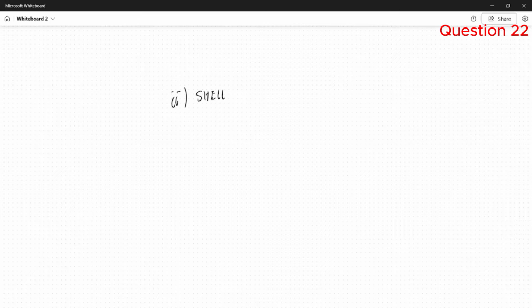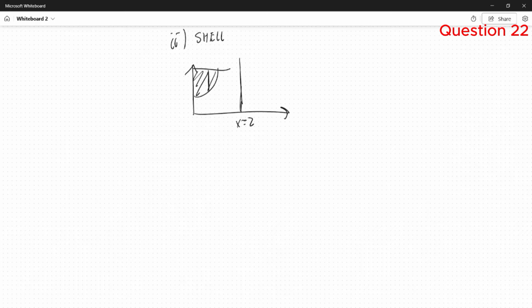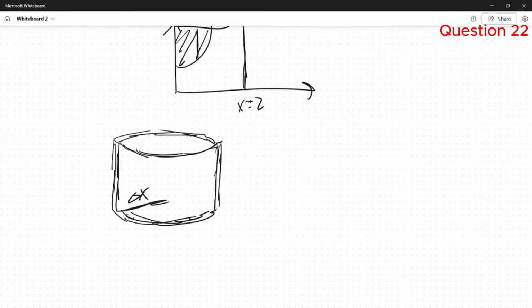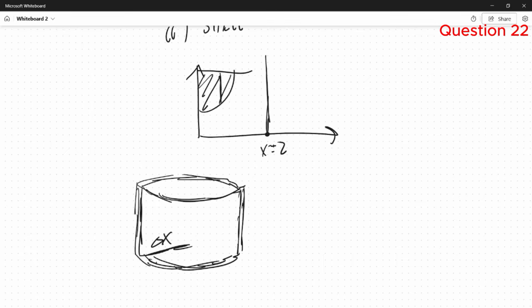Let's take a look at the shell method. I'm going to redraw the diagram. It'll look something like this, revolved around x equals 2. The shell method states that we can start at our axis of rotation and fan outwards and calculate the total volume in terms of very thin cylindrical shells. This would be your distance from your starting axis of rotation, which would also be the radius of the shell, and this would be the total height of the shell. You would have a very small thickness here.